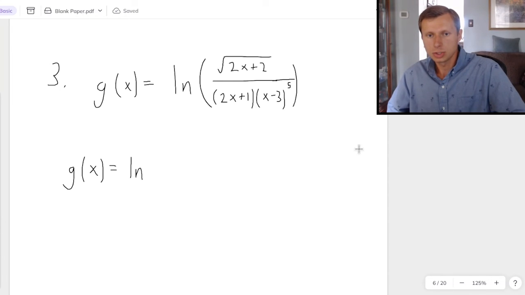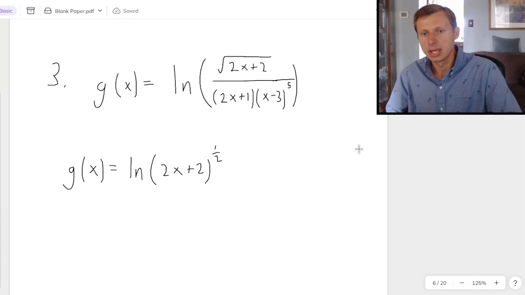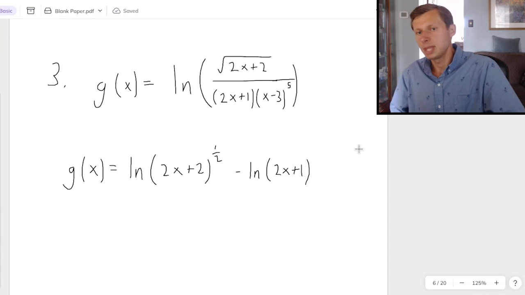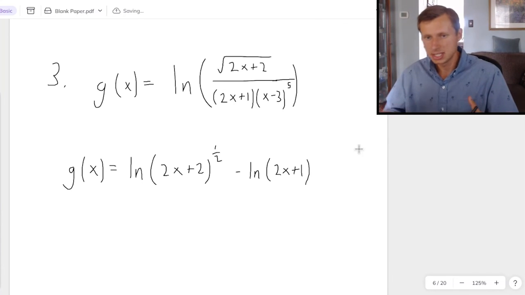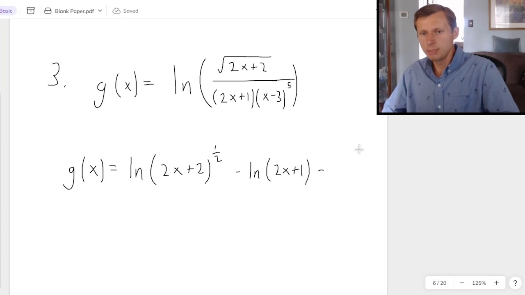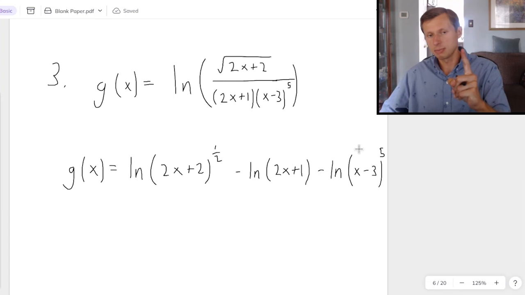First thing I would do is write this as natural log of 2x plus 2 to the 1/2 power, because that's what we do with square roots. And then minus the natural log of 2x plus 1. And maybe you're wondering what to do with that last one. Should it be plus? Should it be minus? I will tell you, it should be minus, because it's still in the denominator, and denominator always gets minus. So minus quantity x minus 3 to the 5th power. That's the first simplification step.